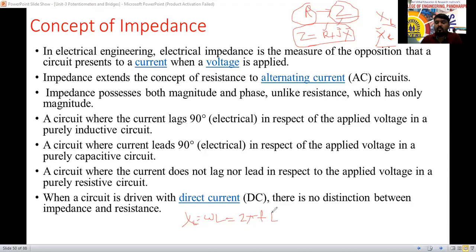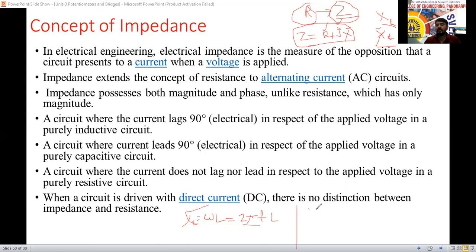XL equal to omega L. Omega is nothing but angular frequency, that is angular velocity, 2 pi f. L is nothing but inductance as it is. We are going to consider XL equal to omega L, where omega is equal to 2 pi f and L we have kept as it is. This is for inductive reactance. XL is the inductive reactance.